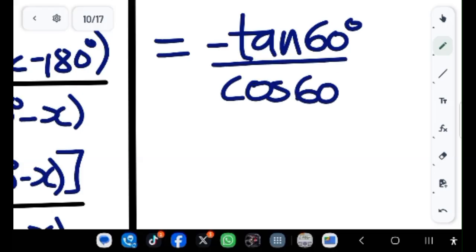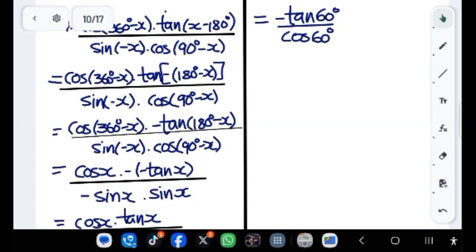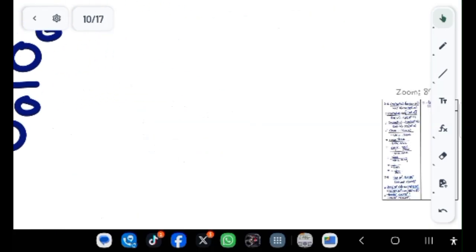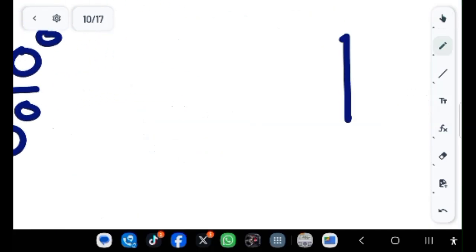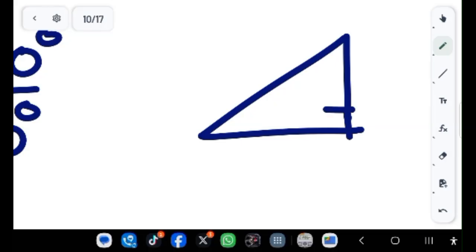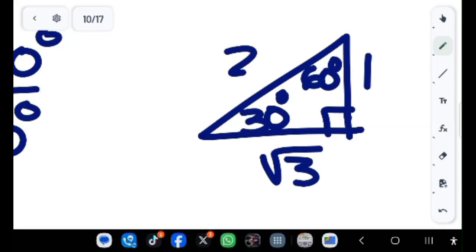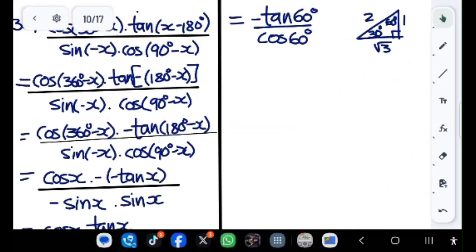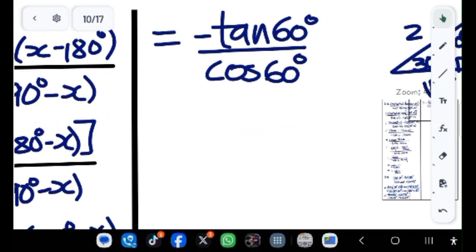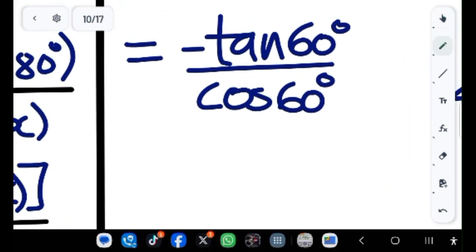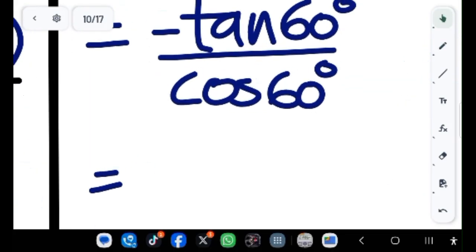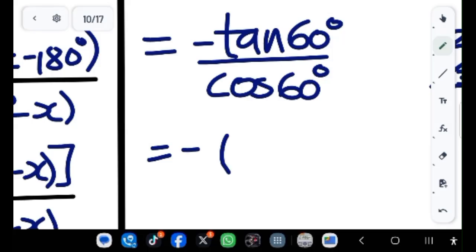So now we pull out the special triangles. You've got the 30 degrees, 60 degrees. Okay, root 3 opposite 60 degrees, 1 opposite 30 degrees, and then the hypotenuse is 2. We don't need the other triangle because we don't have a 45-degree angle. So that will be minus all over.